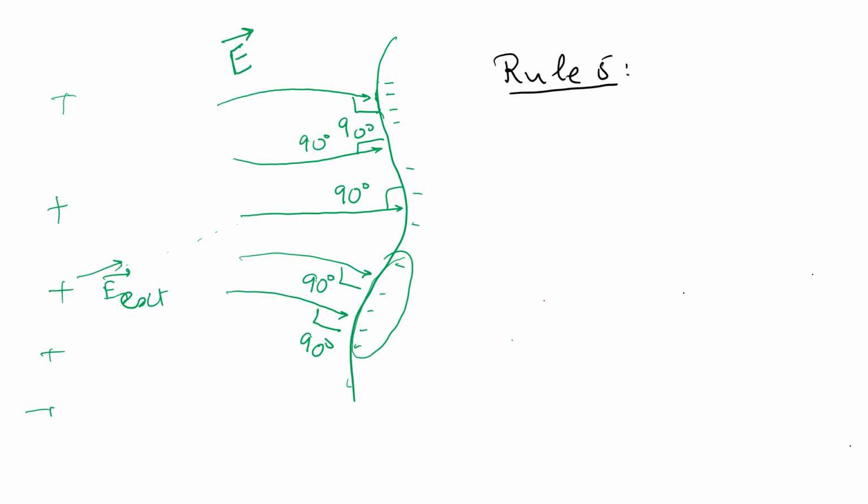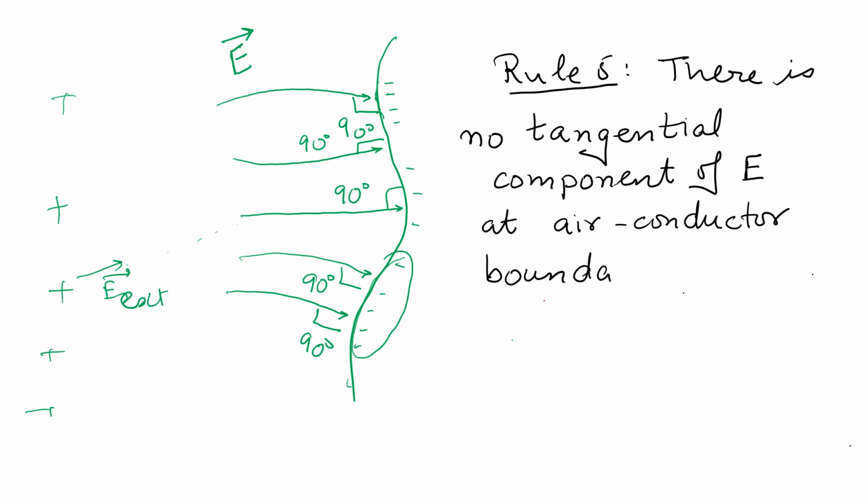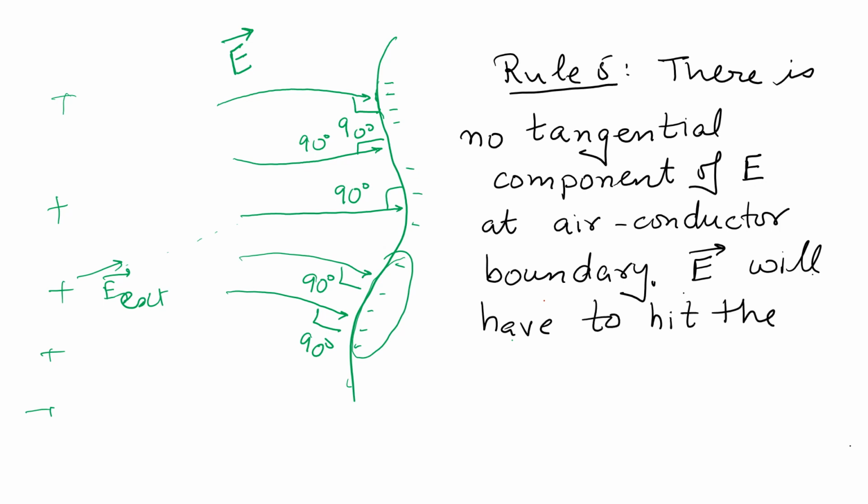Tangential means parallel. There is no tangential component of E at the air-conductor boundary. The field will have to hit the conductor at 90 degrees to the surface.